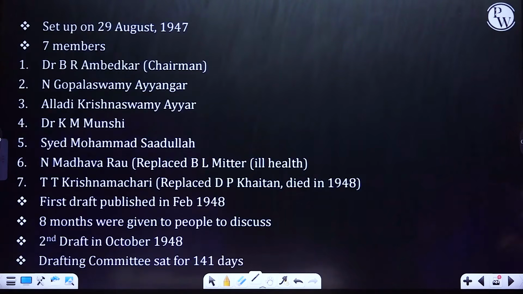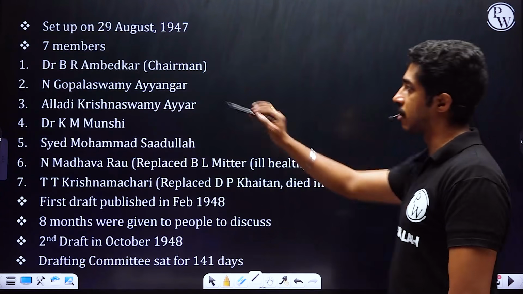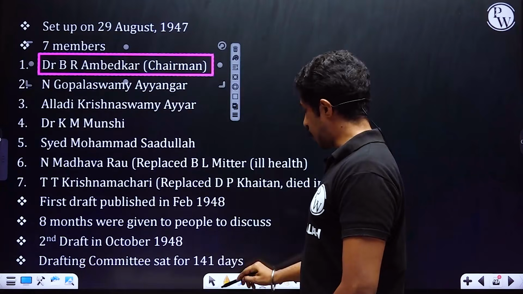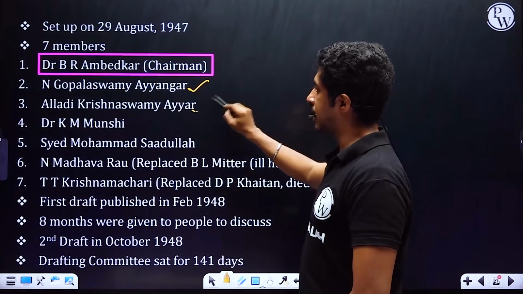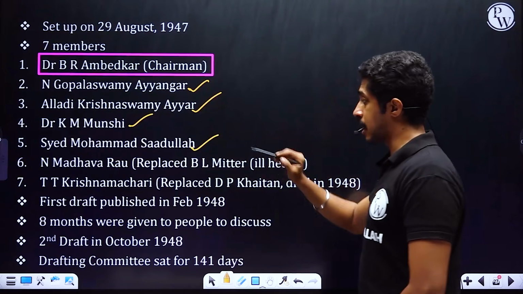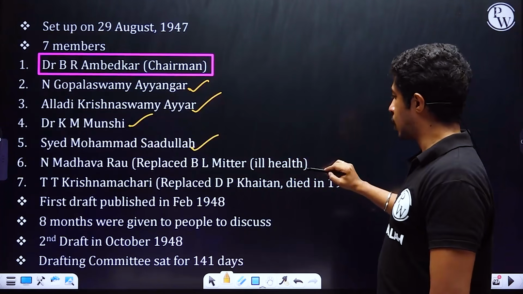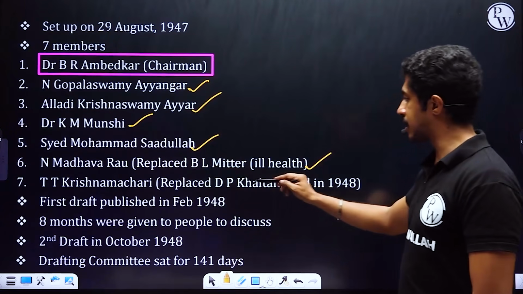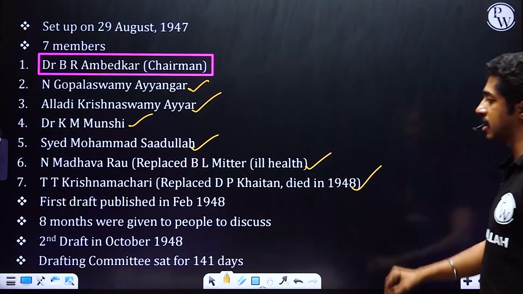Drafting Committee. Set up on 29th August 1947, there were 7 members to it, of which Dr. B.R. Ambedkar was the chairman. Then you had Gopalaswamy Iyengar, Alladi Krishnaswamy Iyer, Dr. K.M. Munshi, Syed Mohammad Saadullah, and Madhava Rao, who replaced B.L. Mitter because of his ill health. T.T. Krishnamachari replaced D.P. Khaitan, who died in 1948.